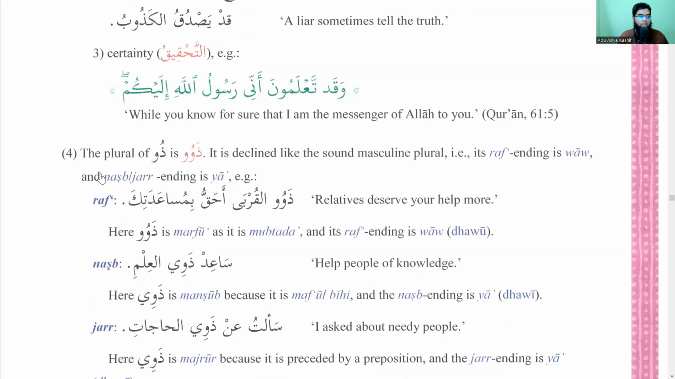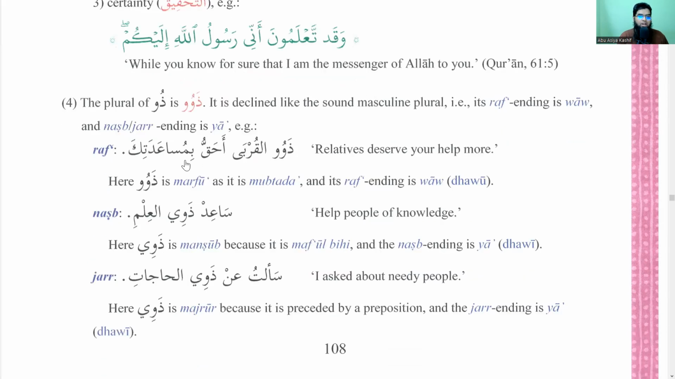Correct? All right. Fourth one, dhu. The plural of dhu is dhavu. He's giving the plural of dhavu, like dhavu al-qurba ahaqqu bi musa'adatik. Dhu is plural dhavu, and he already taught us, I believe, in book 2 also. Relatives deserve your help more. Dhabul qurba is relatives. Here, dhavu is marfu as it is mubtada, and its rafa ending is waw. So it's marfu and the ending is this waw. Dhavi, it becomes dhavi. Yeah, he taught us this, but he didn't teach us the mansub and majrur form.